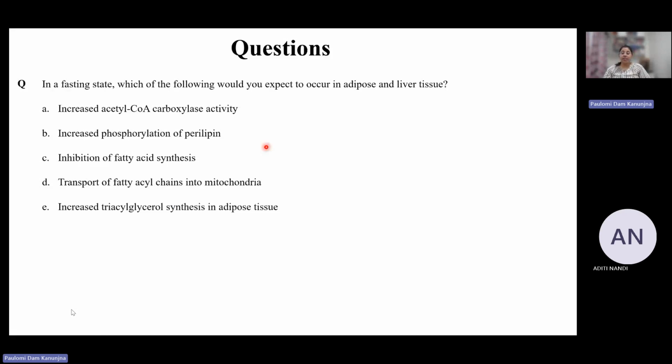So try to understand, if you are in a fasting state, what is the body demanding? What are the cells demanding? You can remember it as: will the cells push towards catabolism or push towards anabolism, synthesis or breakdown?